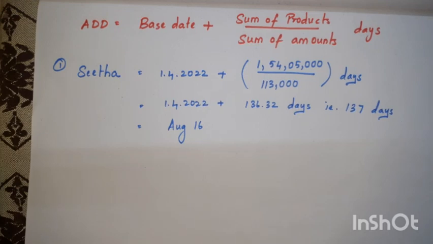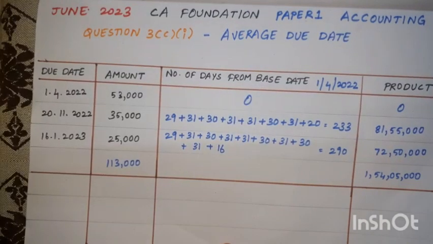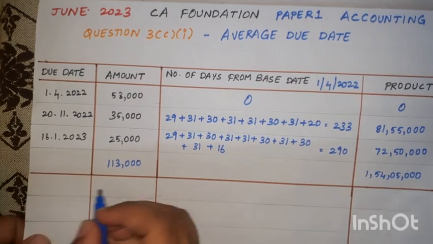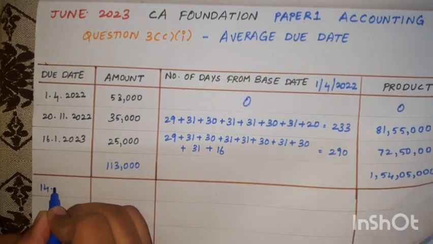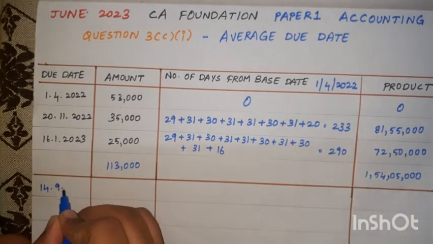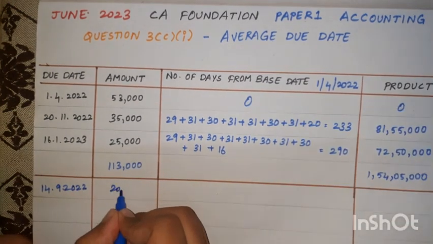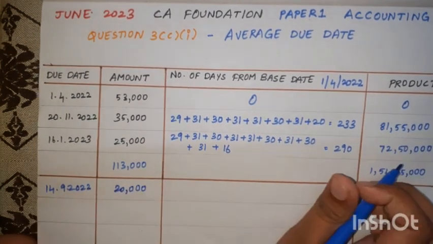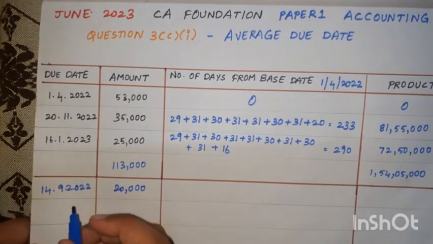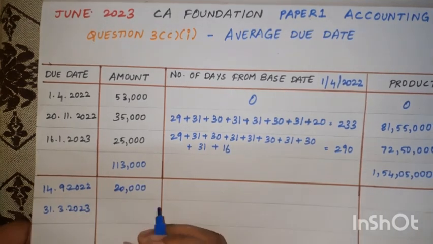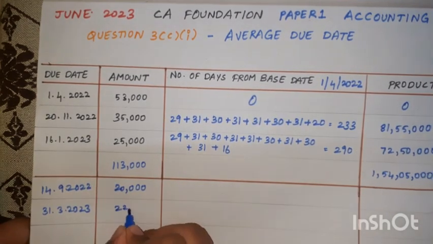Now we have to calculate in the same procedure for the second partner. The second partner has drawn two amounts on these dates. The first amount was drawn on 14th September 2022. The amount is 20,000. And the second amount was drawn on 31/3/2023, and the amount is 22,000.